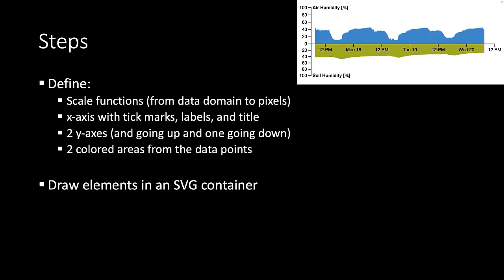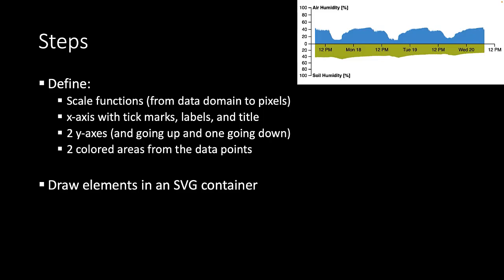To create this plot with D3, we have to go through the following steps. First, we need to define certain things. We define a scale function. This is a function that maps values from the data domain, so the actual air humidity values between 0 and 100%, to pixels on our canvas.